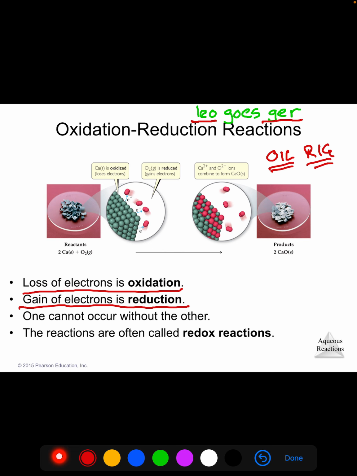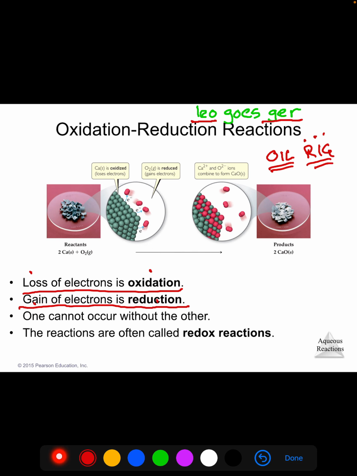Perhaps even easier is oil rig. Oxidation is loss. Reduction is gain. Gain of electrons is reduction. Oil rig. Just remember oil rig.